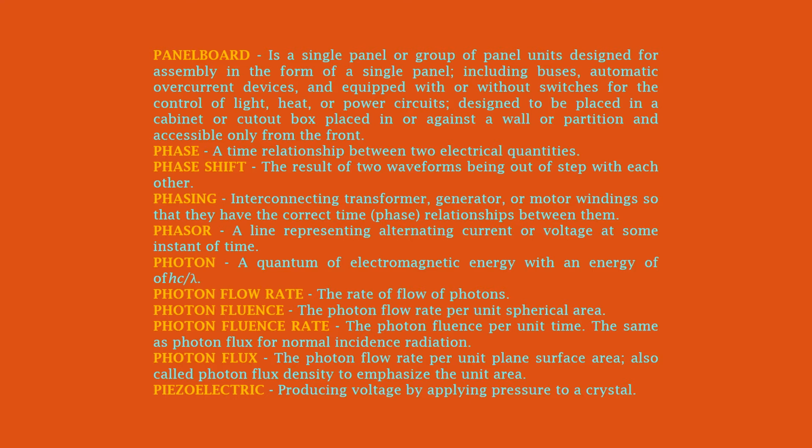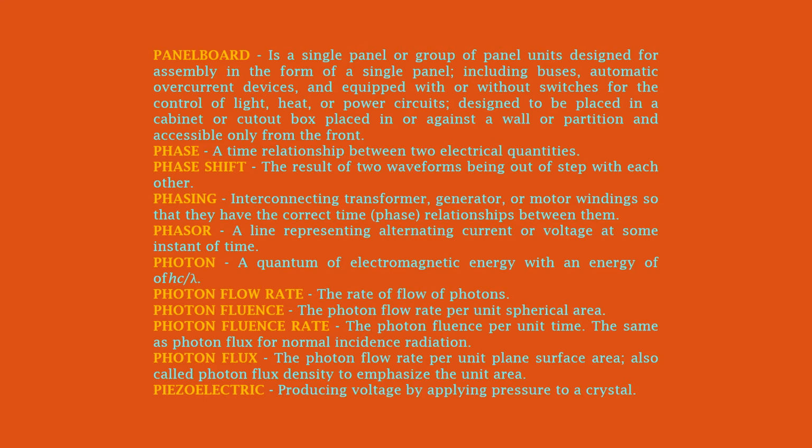Phase, a time relationship between two electrical quantities. Phase shift, the result of two waveforms being out of step with each other. Phasing, interconnecting transformer, generator, or motor windings so that they have the correct time phase relationships between them. Phasor, a line representing alternating current or voltage at some instant of time. Photon, a quantum of electromagnetic energy with an energy of E equals h c over lambda.